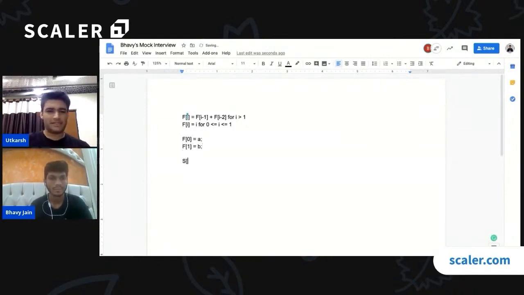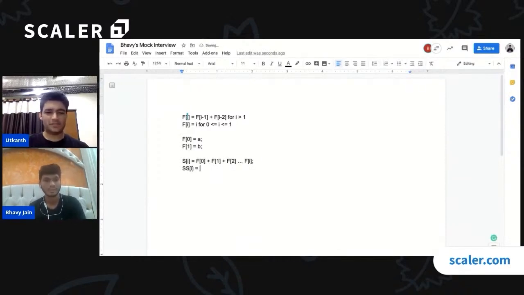Alright. Define a series S of I, which is basically the summation of the first I Fibonacci numbers. So F of 0 plus F of 1 plus F of 2 up till F of I. And let's define another series, SS of I, which is the summation of the first S terms: S of 1 plus S of 2 plus up till S of I. So for any given input n, the given inputs will be A and B, which are the initial values of the Fibonacci numbers, and the value n. We have to find the value of SS of n. So is the question clear to you?